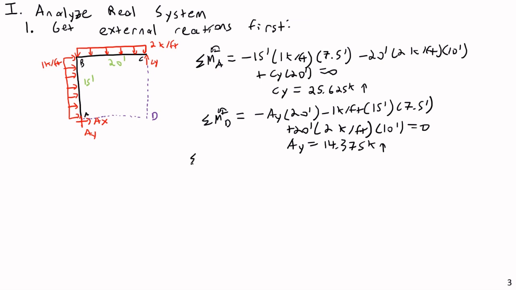Then to get AX, that's fairly straightforward. Sum of forces in the X direction: going to the right, we have 15 feet times 1 kip per foot, the horizontal distributed load on the column, plus AX is equal to 0, and therefore AX is equal to negative 15 kips. We now have the reactions on joint A, and all of the reactions on joint C as well.